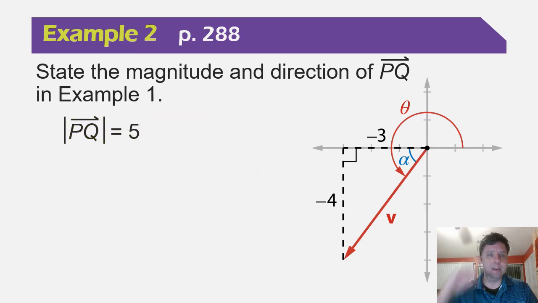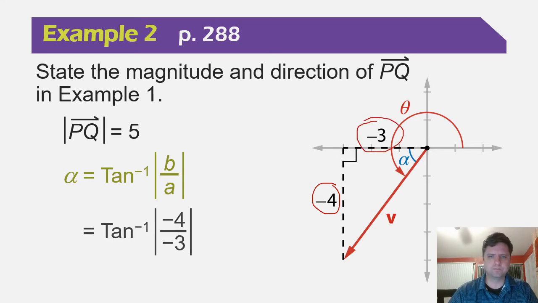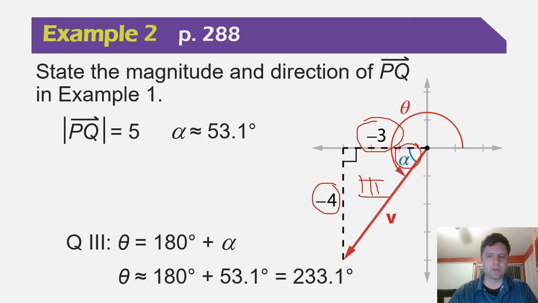And then if we're trying to discover the angle measurement of alpha, we're going to do the arctangent of b over a, right? So that would be this guy over this one. So it would be -4 over -3, or 4 over 3. And when you take the arctangent of it, you get 53.1. But remember, that's this measurement. We need the total for theta. So in this case, since we are in the third quadrant, we're going to take that measurement, add 180 to it, and get roughly 233.1 degrees.